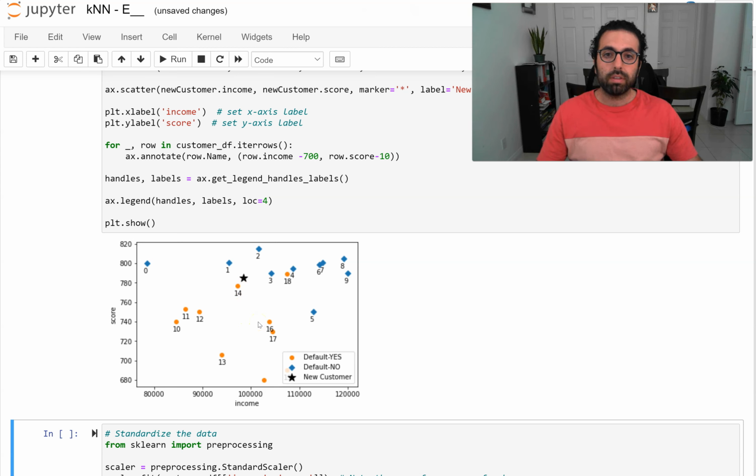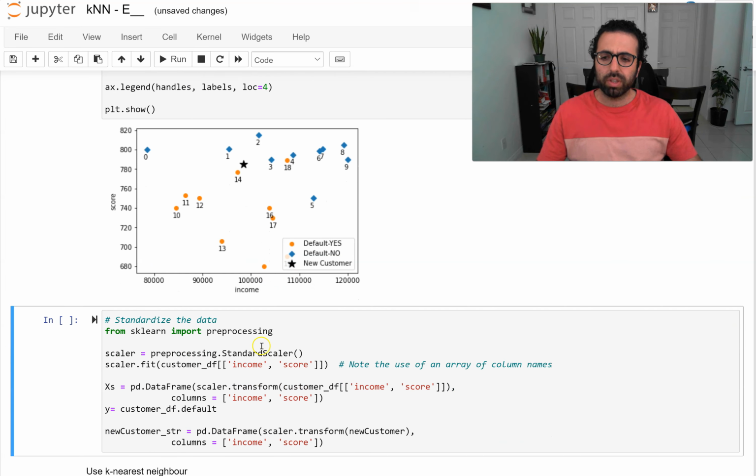But let's do this in a methodical and algorithmic way instead of doing it visually. So the first thing we need to do is to standardize our data. The reason is KNN uses distance, and the value of the distance is affected by the unit of the measurement.